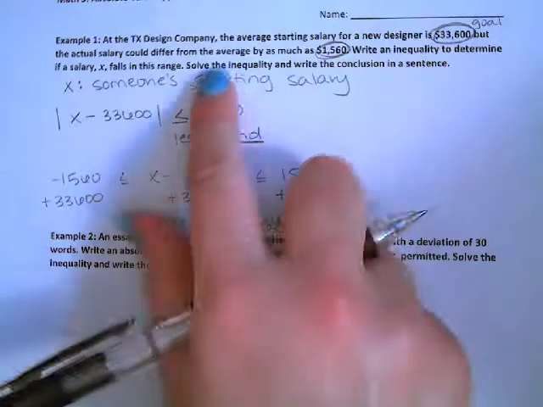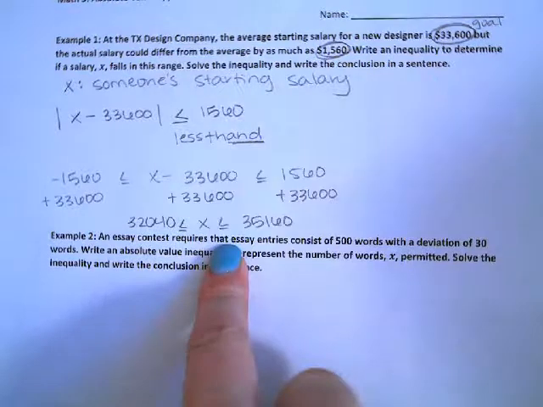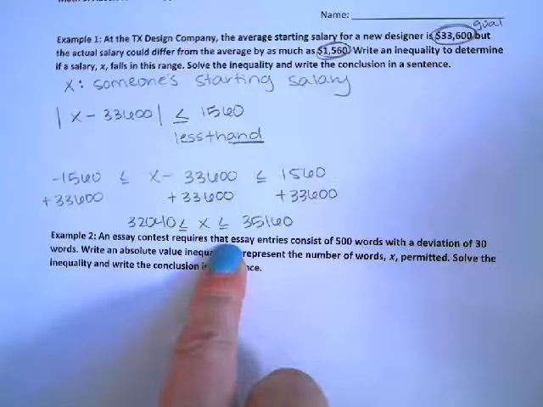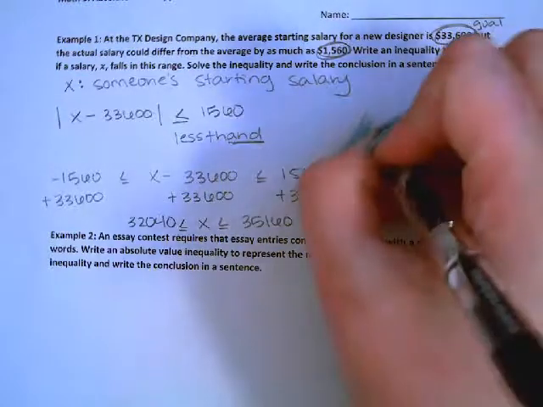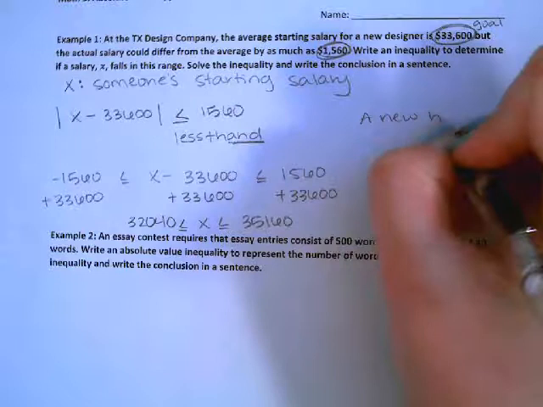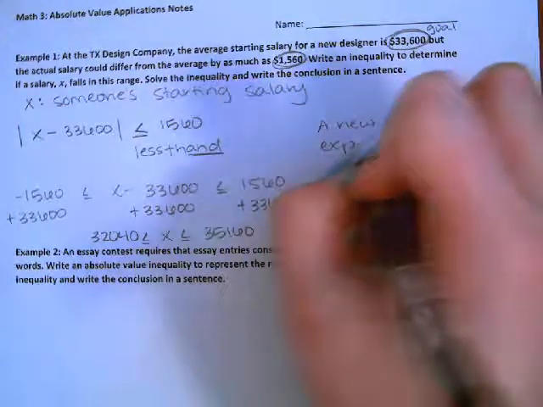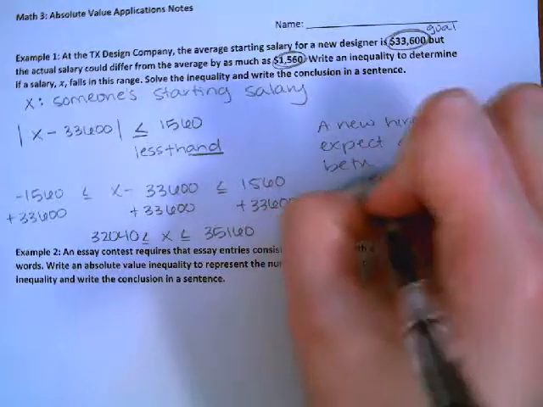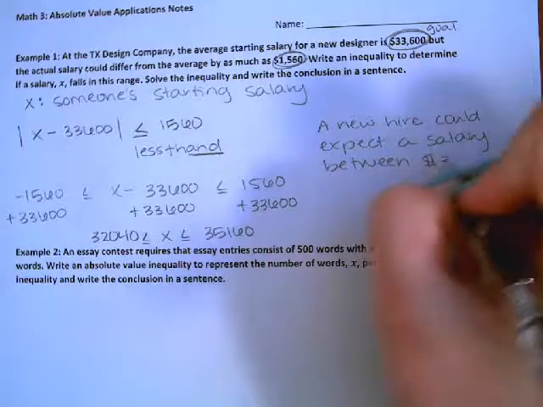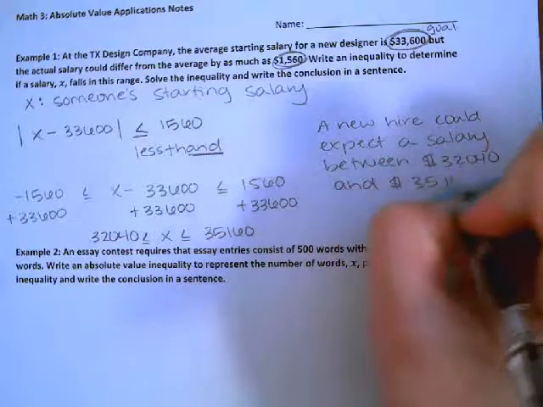So when it says solve the inequality, that's what I did here. I was solving the inequality, and write the conclusion in a sentence means I'm using capital letters, I'm using periods, making sure that I am not using abbreviations for things. I'm actually writing words out. It's a complete sentence. So we're going to say a new hire can expect a salary between $32,040 and $35,160.